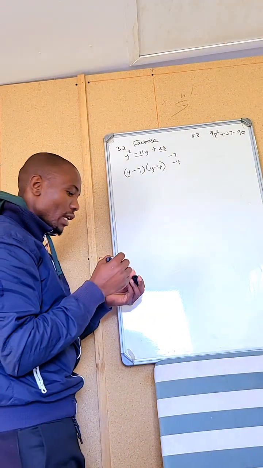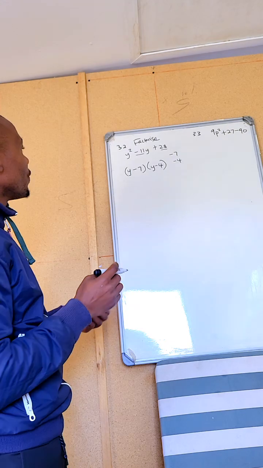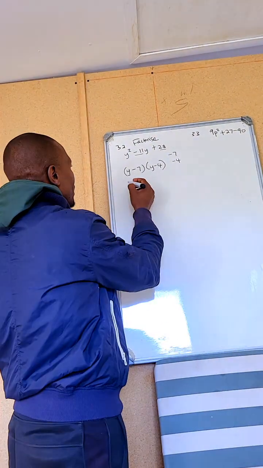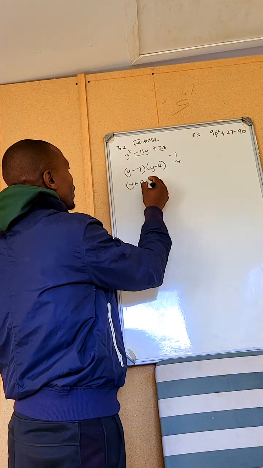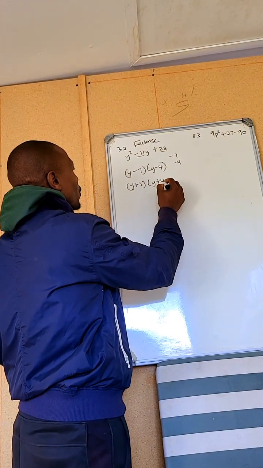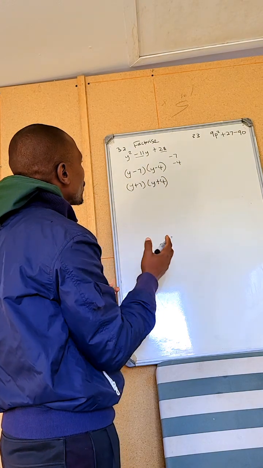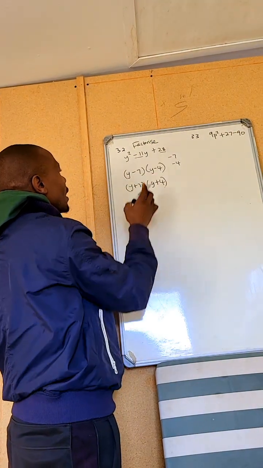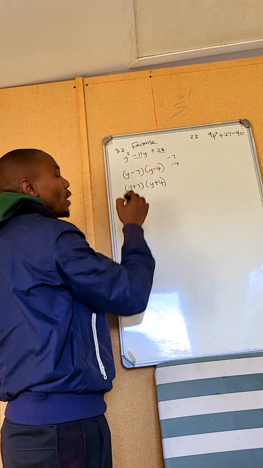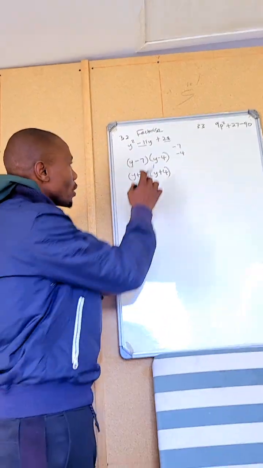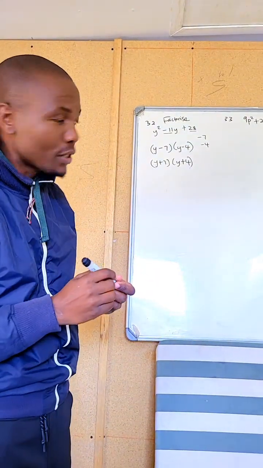That will be correct. But when you look at the answers which were given, some learners were confused. They were saying y plus 7 and y plus 4. So this answer would be wrong, because if you multiply out this bracket, you will get a positive 11y there, which will be wrong. So the correct answer is the first one that I've put up there.